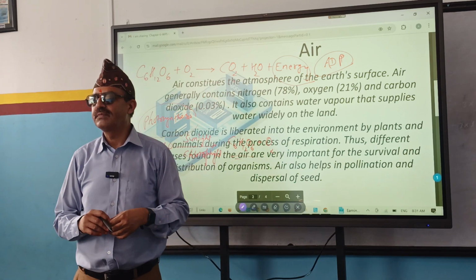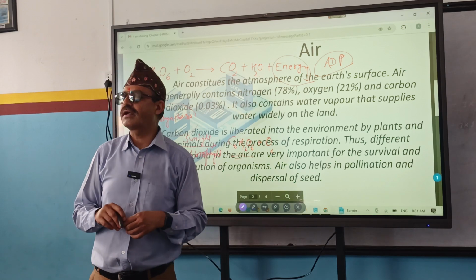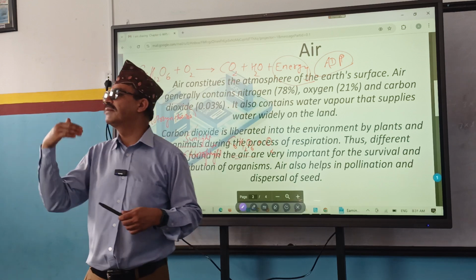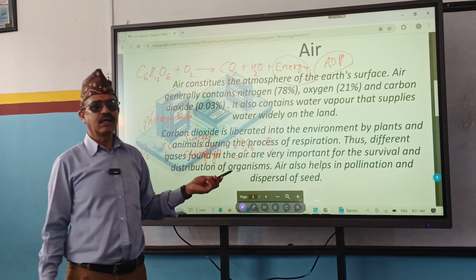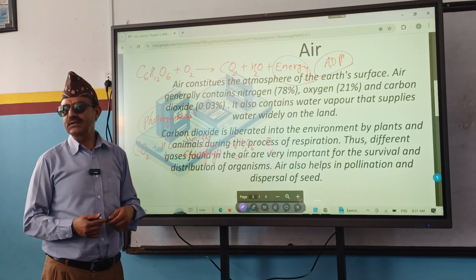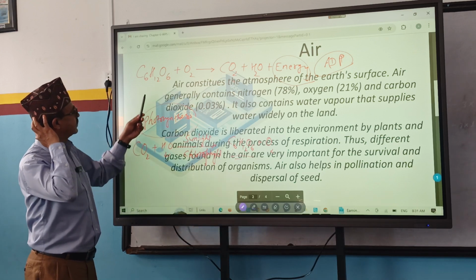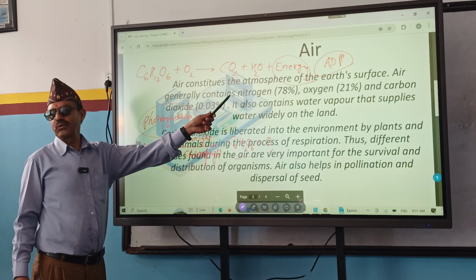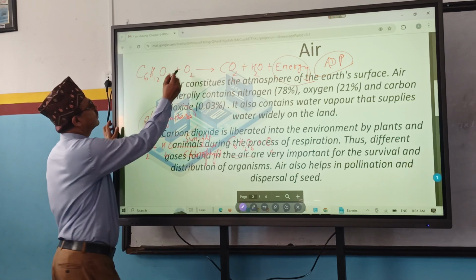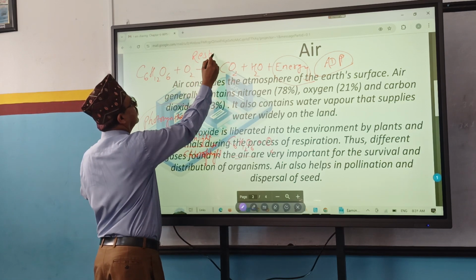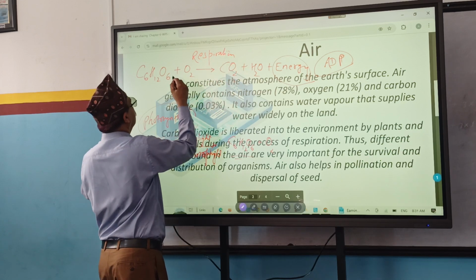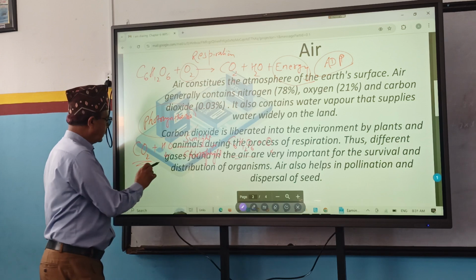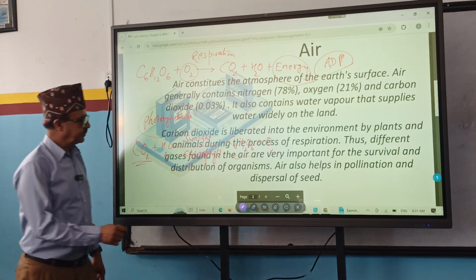In this way plants prepare food. We consume them. Are we autotroph or heterotroph? We are heterotroph. Autotroph means they manufacture their food themselves. They are green plants, and the rest are heterotrophs. So in both cases, for respiration as well as for photosynthesis, air plays a vital role. For respiration, oxygen plays a vital role. For photosynthesis, carbon dioxide plays a vital role.